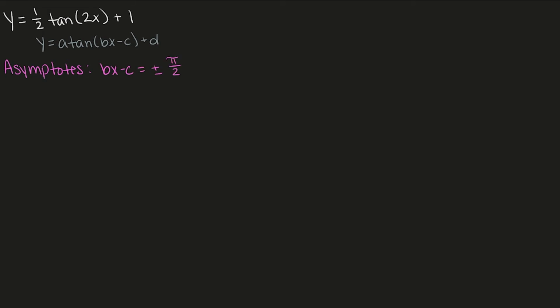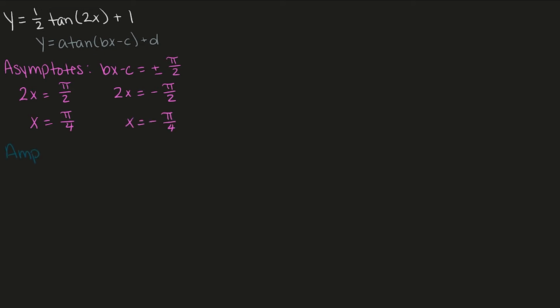Next, we have y equals 1/2 tan 2x plus 1. Standard form, y equals a tan(bx minus c) plus d. Let's find our asymptotes. So 2x is equal to pi over 2 and negative pi over 2. Dividing 2 on both sides means x is equal to pi over 4 and negative pi over 4. Those are our asymptotes for our function.